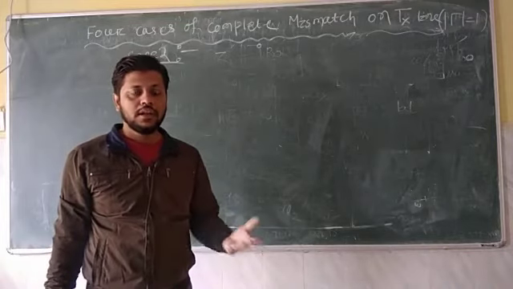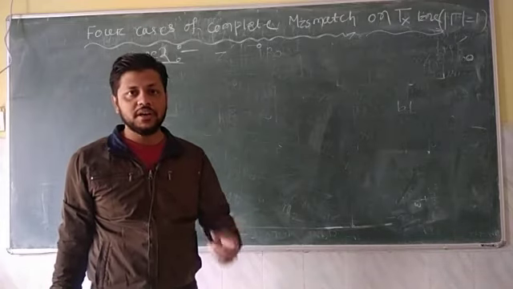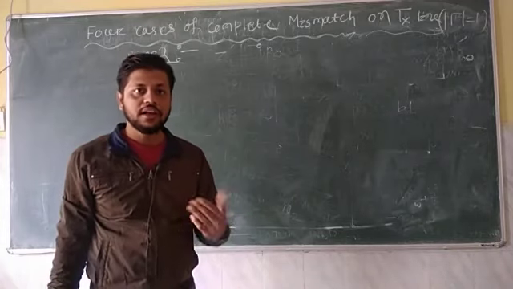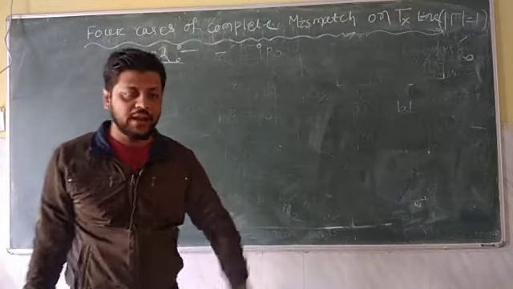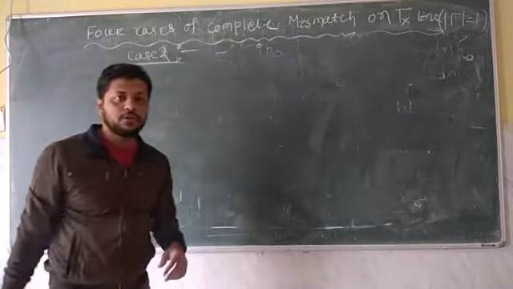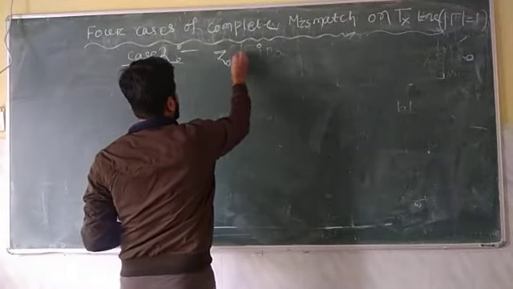That is, if the nature of the load with which your transmission line is terminated is purely inductive, in that case, no power will be delivered to the load. All the power will be reflected back. Then we will study case 2. Case 2 is where the nature of the load is purely capacitive.